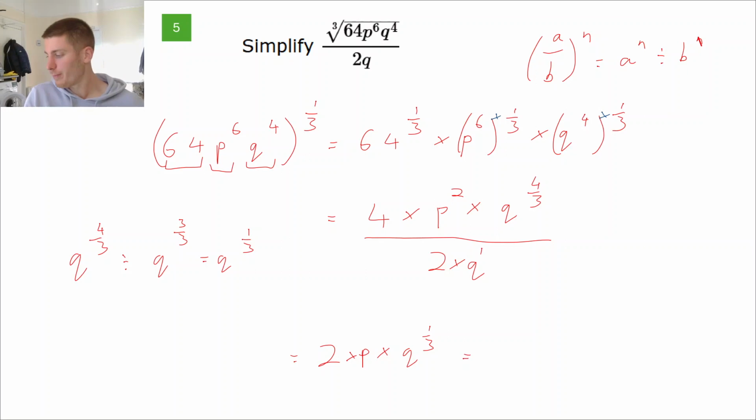So more simply, it's going to be 2, or I've missed out, sorry, I've missed out a square there, haven't I? Sorry, it's just p squared. There's no p below, so I keep it as p squared. So 2 p squared q to the power of 1 over 3.